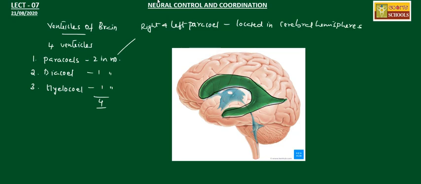Of course, you can also call these paracoels by another name, lateral ventricles. So there are two lateral ventricles, one in each cerebral hemisphere. The left cerebral hemisphere will have one paracoel or lateral ventricle, and the right one will have one more paracoel. So both are two in number.